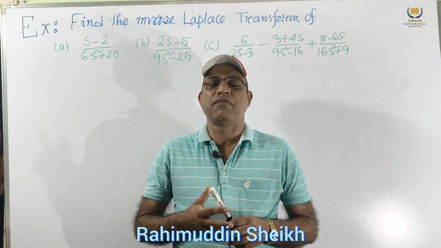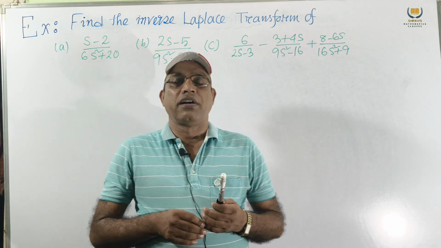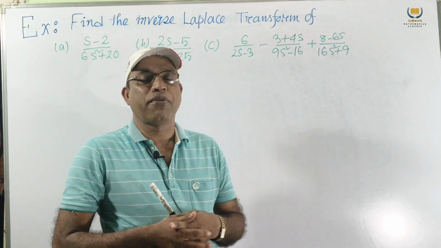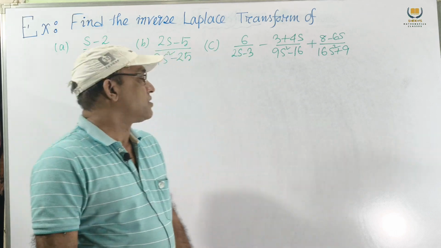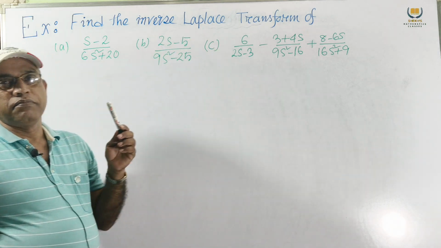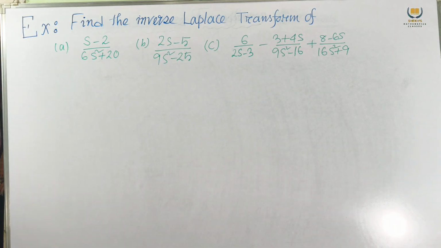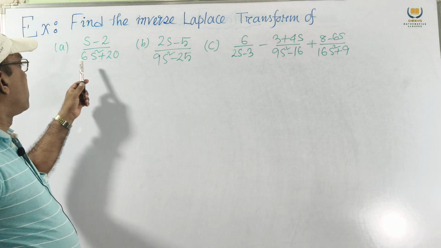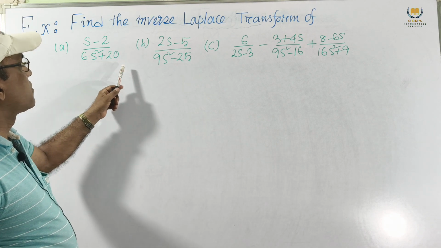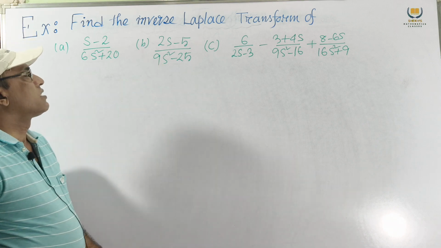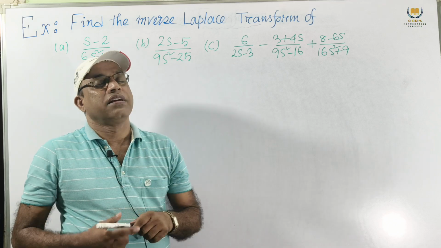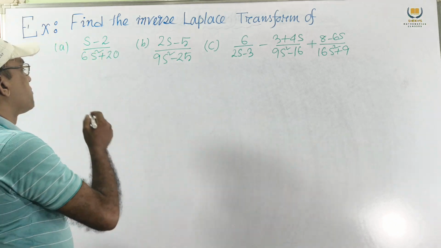Our main discussion is inverse Laplace transform. We solved some problems, and in the last video some problems were given. Now we consider the remaining problems. These are very important, very easy and interesting also. Find the inverse Laplace transform of: Number A, (s minus 2) by (6s square plus 20), and B, (2s minus 5) by (9s square plus 25). We want to find the inverse Laplace transform of these.